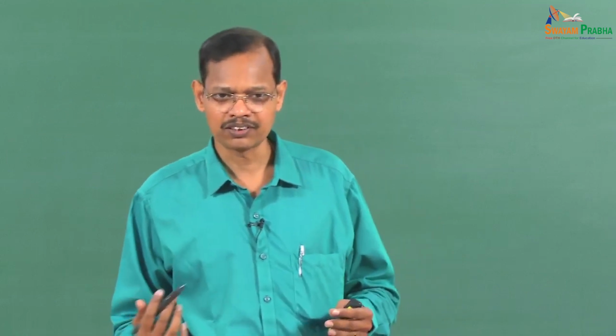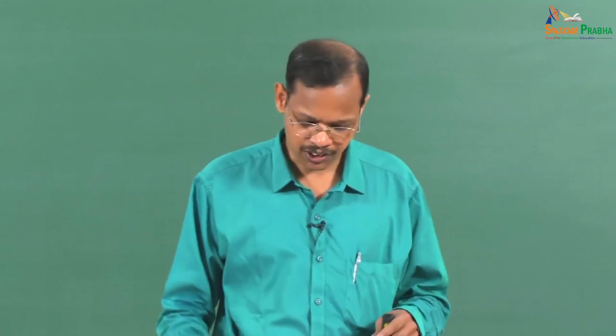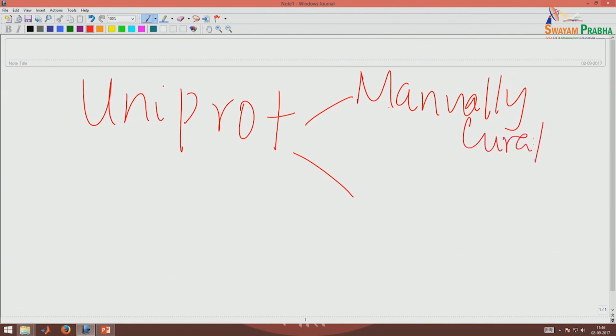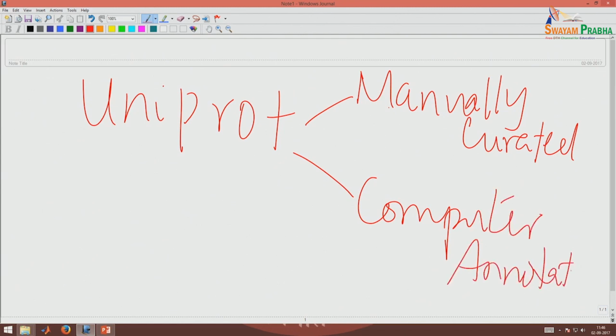UniProt database. Currently, how many sequences are known in the UniProt database? 17 million sequences, right. Currently, UniProt contains two types of databases: one is computationally annotated and the second one is manually curated. So, currently there are 55,000 sequences in the manually curated and about 78 million sequences in the computer annotated database.